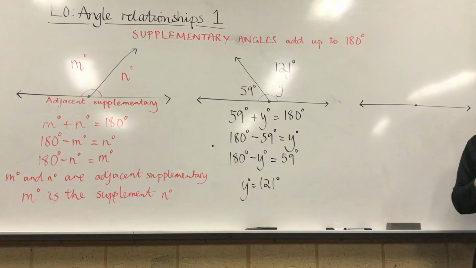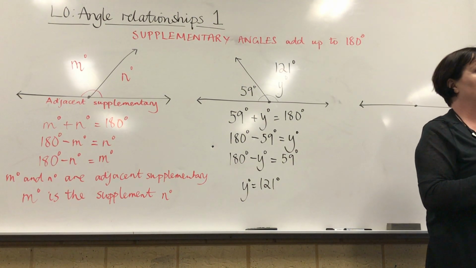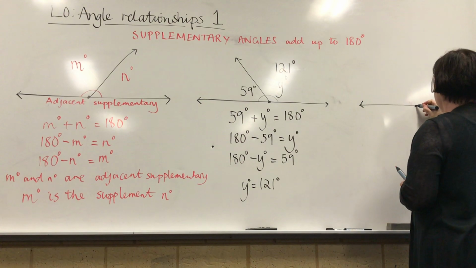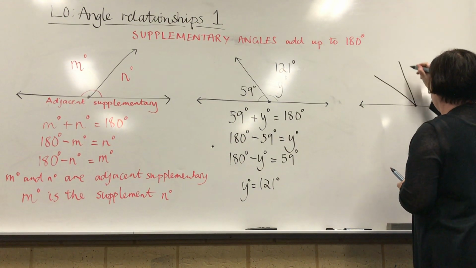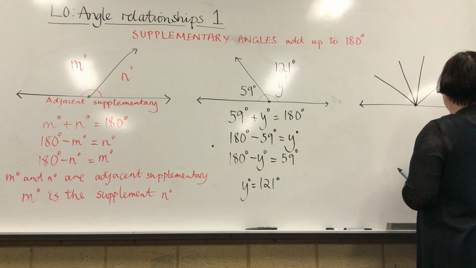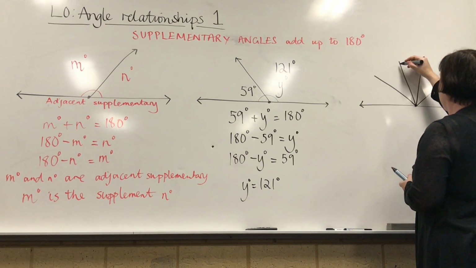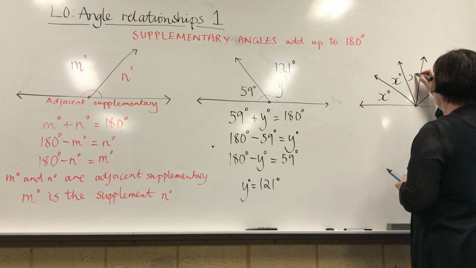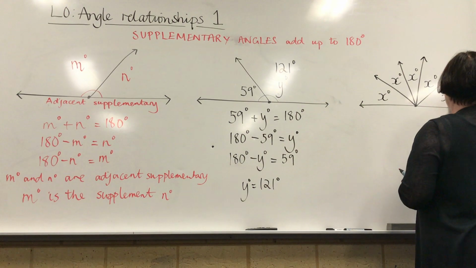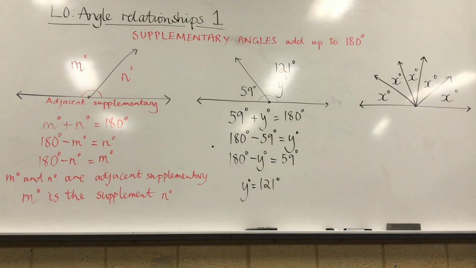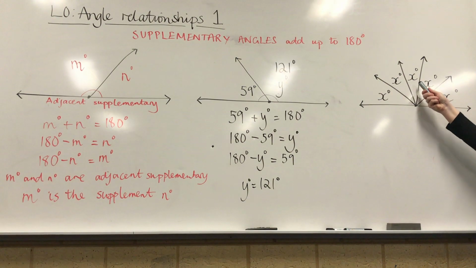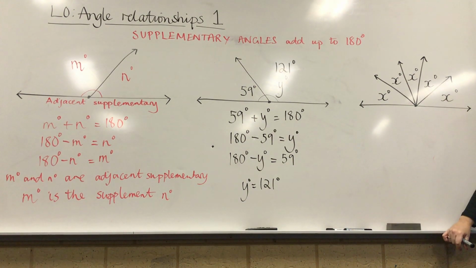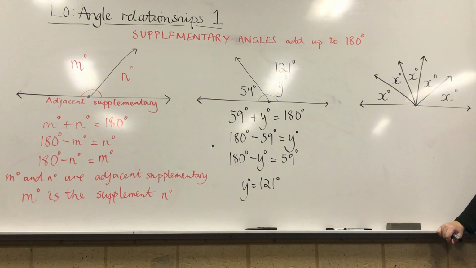Okay. Now this last one, we're going to do a little bit more algebra. Okay, so they're all the same: x, x, x, x, x. Now, how many x's are there? 5, that's right, 5.